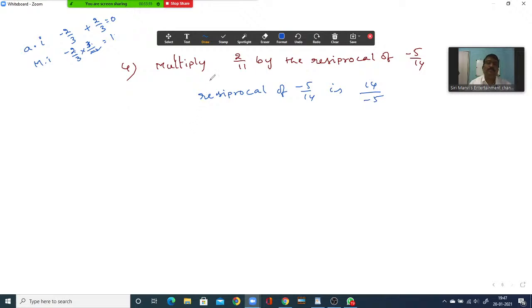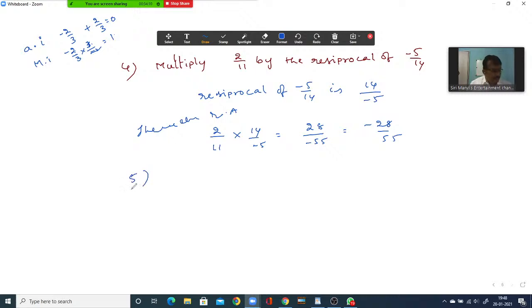So now the required answer is 2 by 11 into 14 by minus 5. 2 11s are 28, 11 5s are 55, minus 55. This is nothing but minus 28 by 55. That's it. Minus 28 by 55. That's it. Next, which properties can be used in computing?